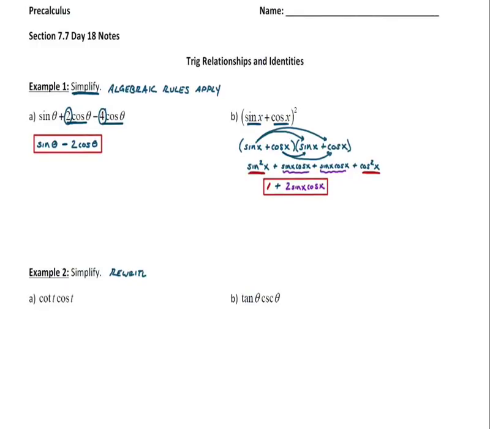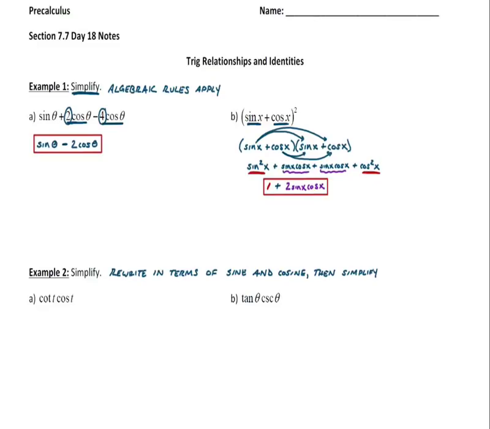So if you look at example 2, slightly different kind of setup here. I have cotangent of t, cosine of t, and tangent of theta, cosecant of theta. And the strategy we're going to use to make some simplifications here will be to rewrite everything in terms of sine and cosine. A lot of our identities are related to sine and cosine. So if I can make a substitution or rewrite these in terms of sine and cosine, then I might have something that I can simplify.